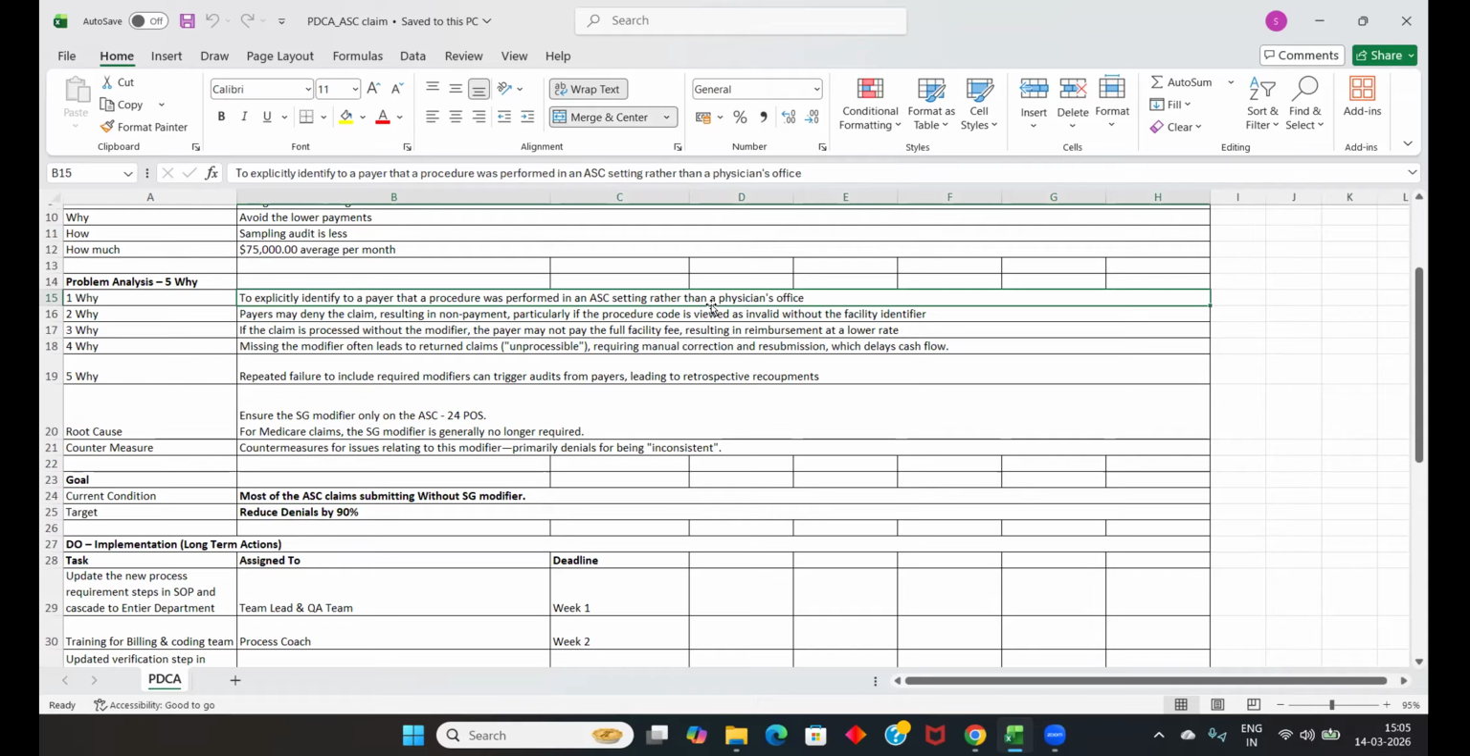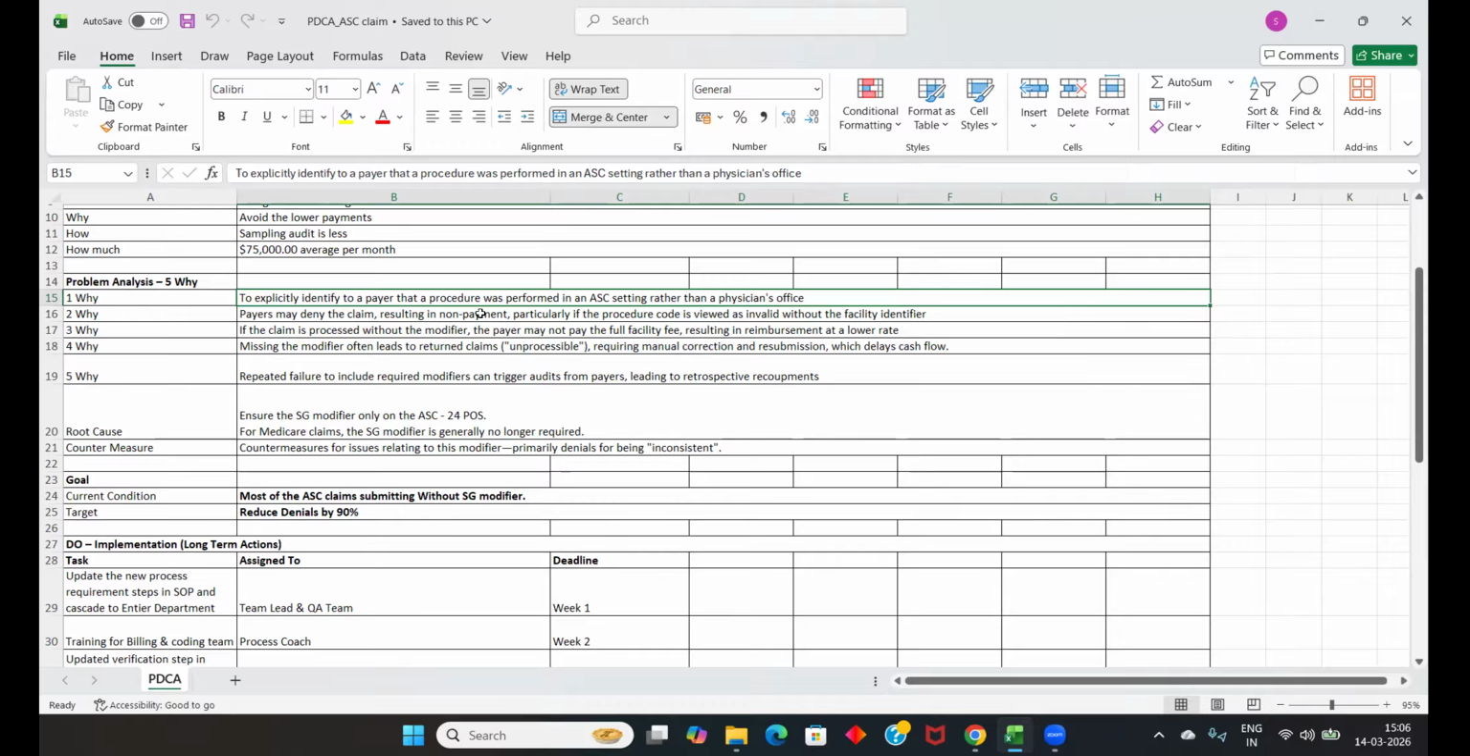This procedure, we expect to identify the payer, the procedure performed in the ASC setting rather than the physician's office. Okay, so ASC setting needs this SG modifier, right? That's what your problem is, right? Yes. Anyone has any thoughts on this 5Y? Is it right or does anything need to be improved? It is appropriate, Rajesh. It's based on the ASC setting.